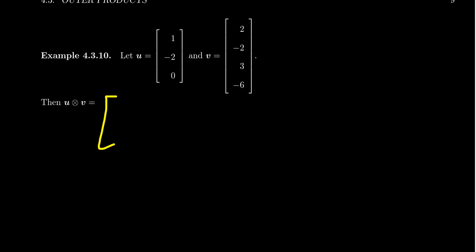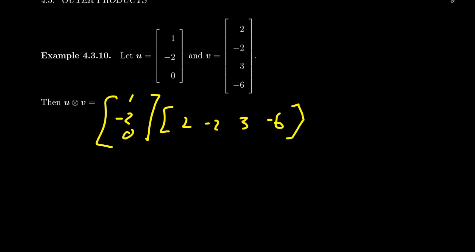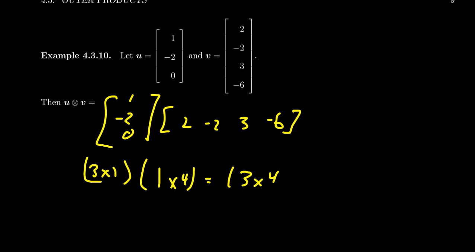Or if you want to think of it in terms of matrix multiplication, you have 1, negative 2, 0 times 2, negative 2, 3, and negative 6 right here. Notice the first one, the column vector, you could think of as a 3x1 matrix, but then the other one is going to be a 1x4 matrix. So in the end, we're going to end up with a 3x4 matrix right here, the outer product. The dimensions of the matrix will be the size of the first array versus the size of the second array.